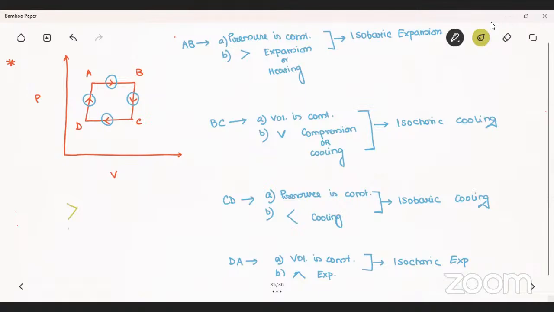If the arrow is like this or like this, it means expansion. If our arrow is like this or this, it means compression. Is this clear? Yes, ma'am. Whole thing, everything? Yes, ma'am. Nobody has a doubt? No, ma'am.